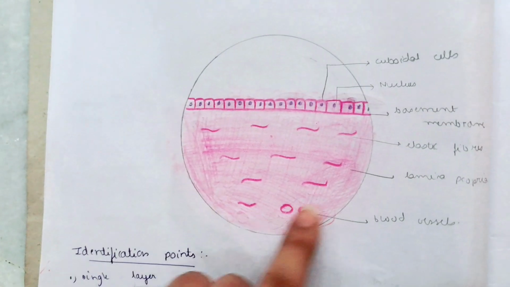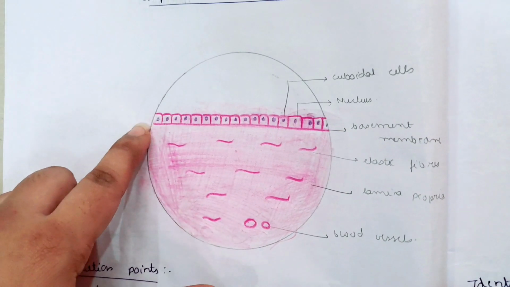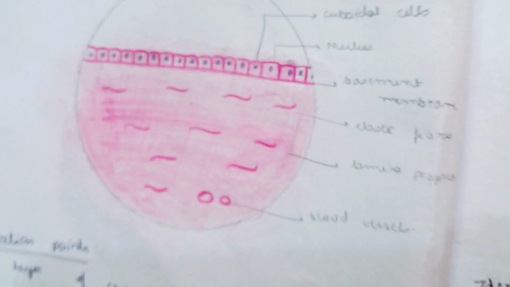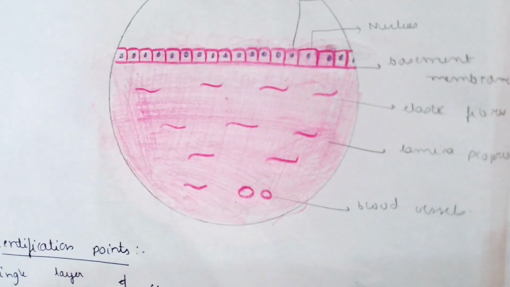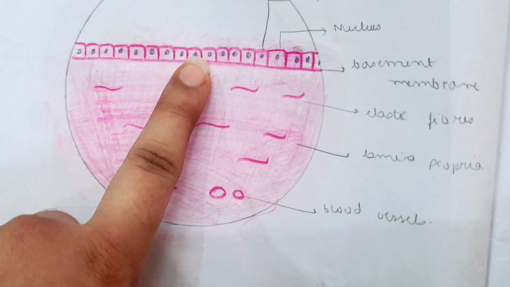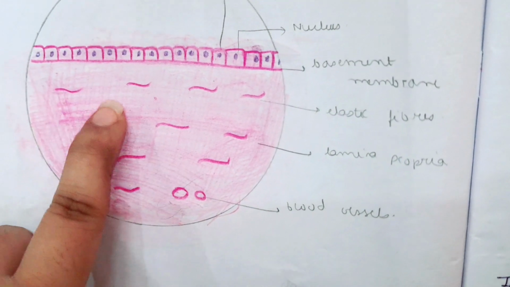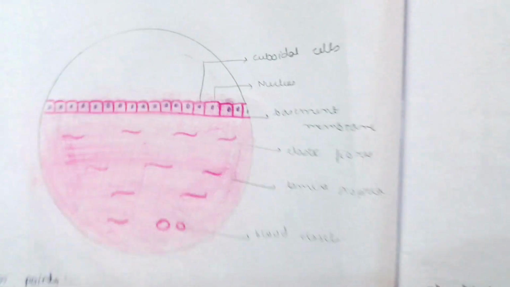And we need to draw a basement membrane as usual, and we need to draw cuboidal cells with equal length and breadth. And we need to draw the lamina propria, the surface below the basement membrane, pink with eosin pencil, and we need to draw elastic fibers and blood vessels.